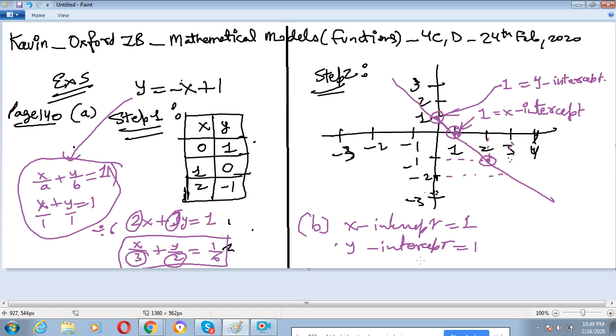Did you take a screenshot or have you copied it? What are you doing? I'm just finishing copying. Okay, that's better. Okay, I'm ready.